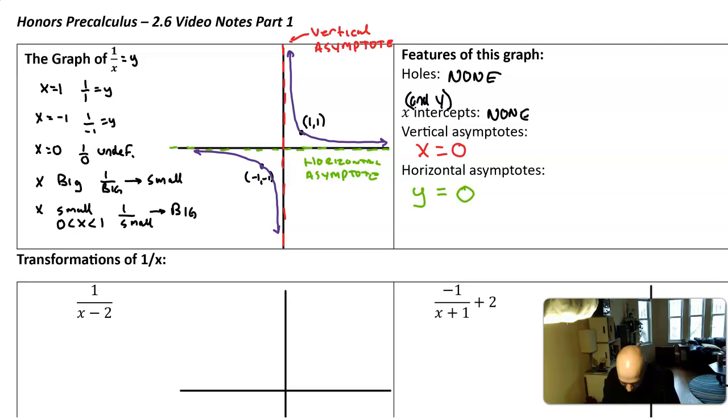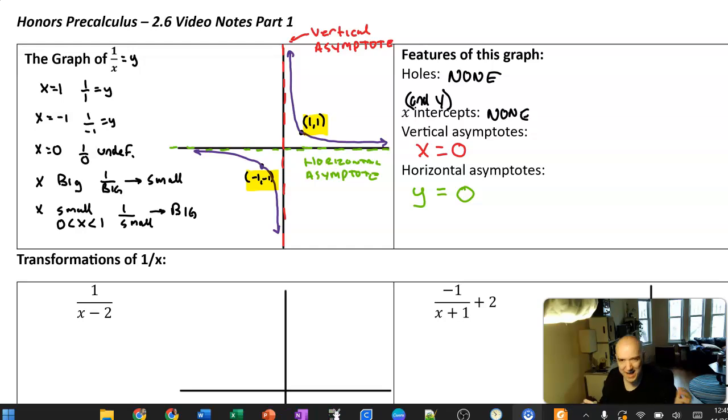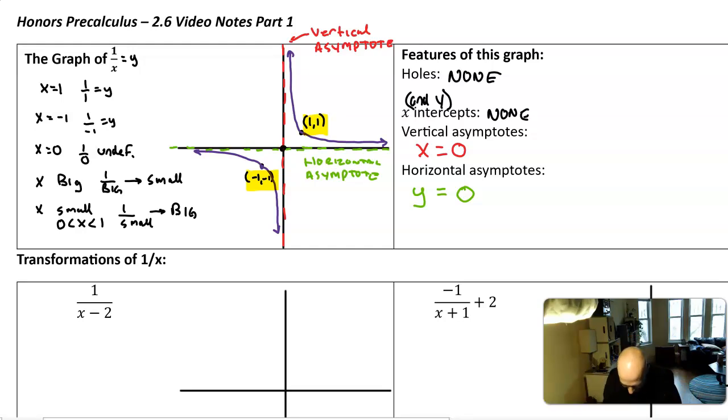So these are just the basic features of the graph. And then the key points are 1, 1, and negative 1, negative 1. I'm going to add one more key point when we think about this graph, and it's the point that's not actually on the graph. It's the point where the asymptotes cross, 0, 0. So 0, 0 is not part of the graph. The asymptotes are not actually part of 1 over x, the equation.